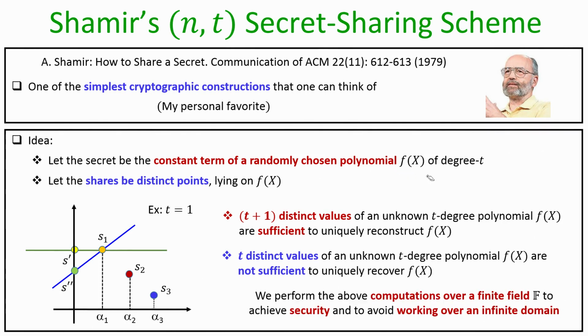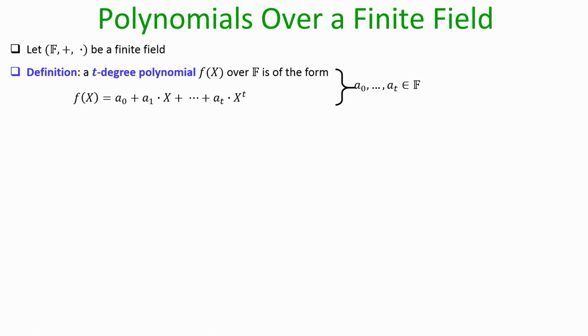But it turns out that we have to perform all the above computations over some finite field to achieve security and to avoid working over an infinite domain. So, let us first understand some basic facts about polynomials over a finite field. Imagine I am given a finite field which has two operations, plus and dot. When I say that I have picked a t degree polynomial f of x over the field, I mean that I have picked t plus 1 coefficients from the field, and my polynomial f of x is defined like this.